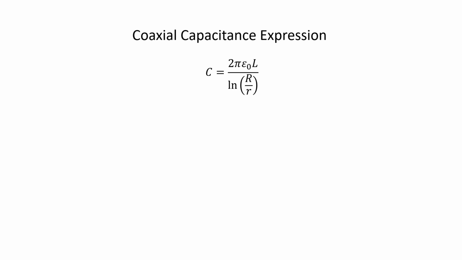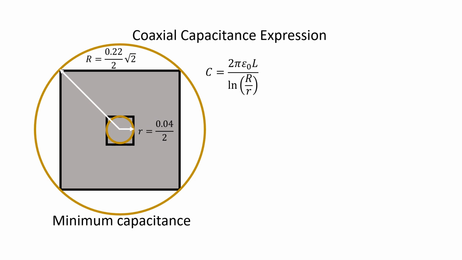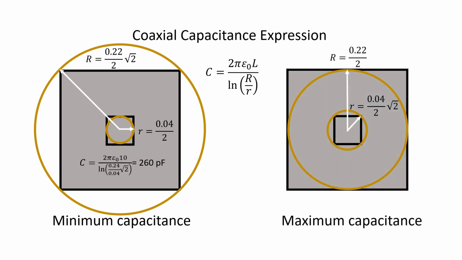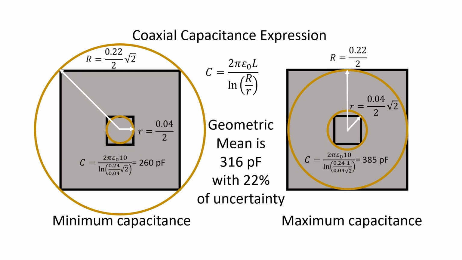Let's put some numbers into the expression for the coaxial capacitance. Starting with a minimum capacitance case and calculating, we get 260 multiplied by 10 to the minus 12 farads. Or saying it in the style of those who know what they're talking about, that's 260 picofarads. Now the maximum. Calculating. So the real thing must be somewhere between 260 and 385 picofarads. The geometric mean renders a number that's 22% from both the minimum and the maximum. So that's the correct answer to the problem.